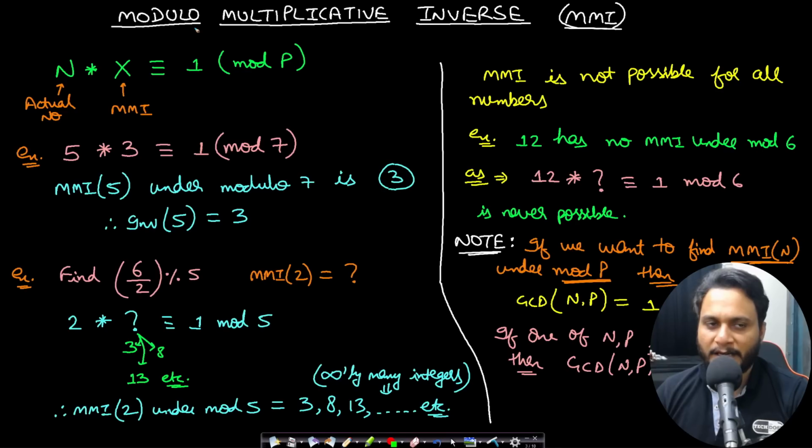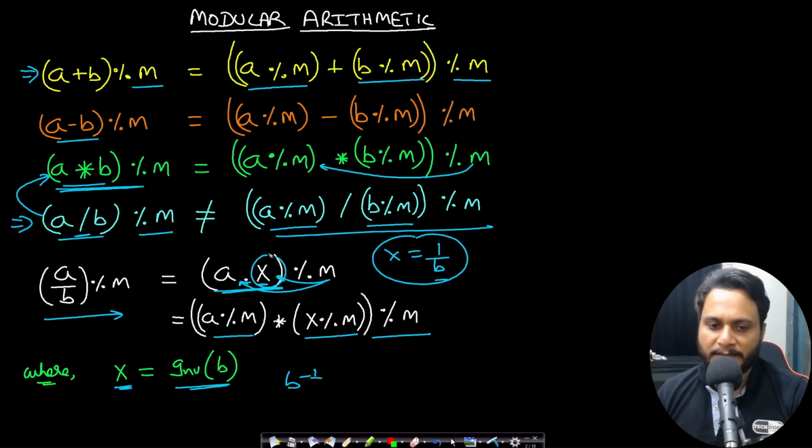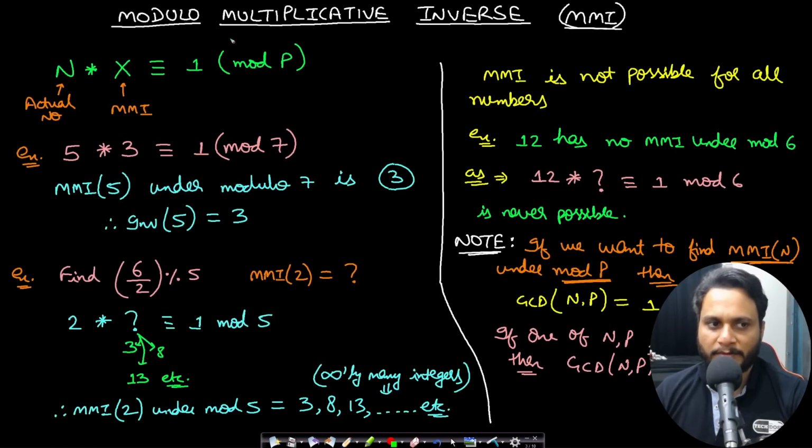So let's now understand how to find the modulo multiplicative inverse, because whatever we saw previously, x is the modulo multiplicative inverse of b. You can say MMI of b is equal to x in this scenario. That is what we will learn now. Let's say the actual number is n, and if n times x is congruent to 1 mod p, this is not an equality symbol, it is a congruent symbol, then I can say that x is a modulo multiplicative inverse of the actual number n.